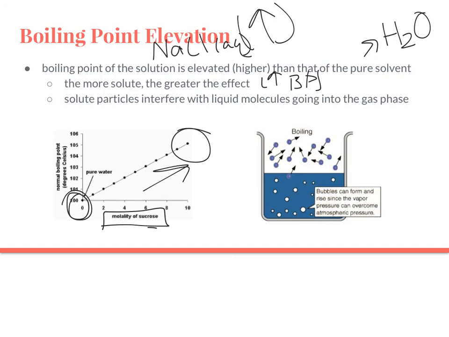So freezing point depression and boiling point elevation refer to what happens to the freezing point and the boiling point as a pure solvent is turned into a solution, meaning something is dissolved in it.